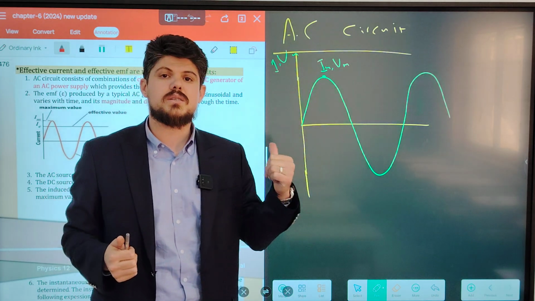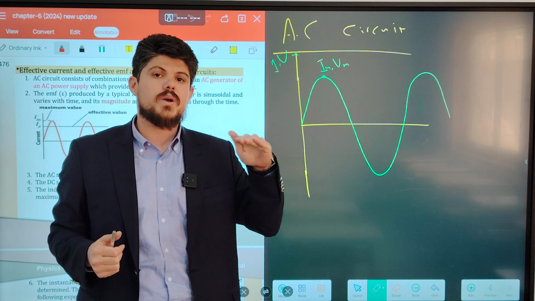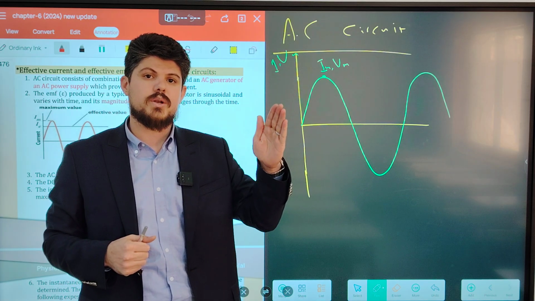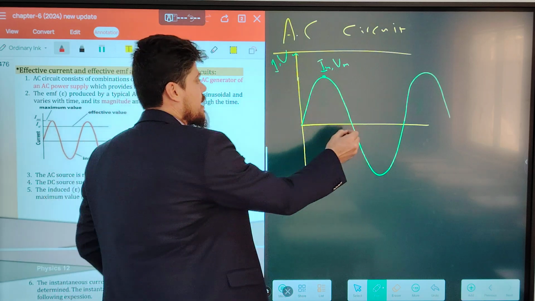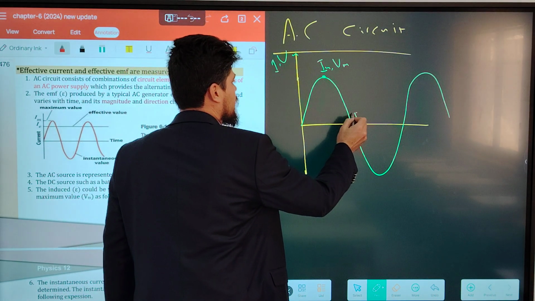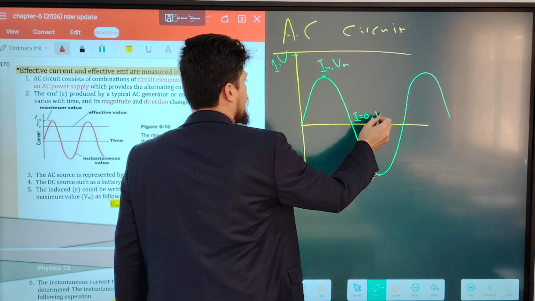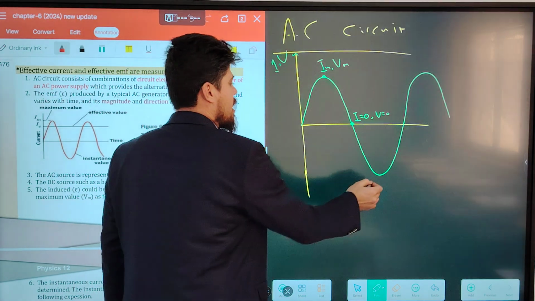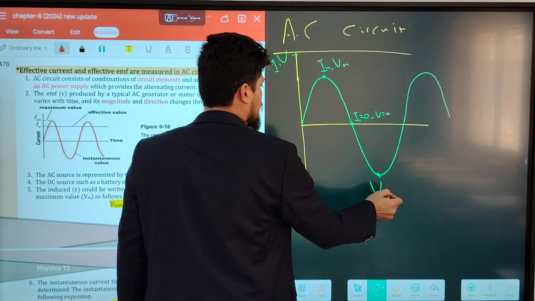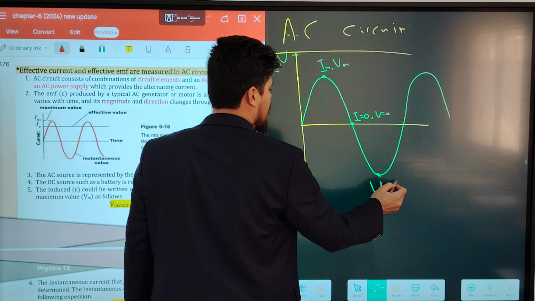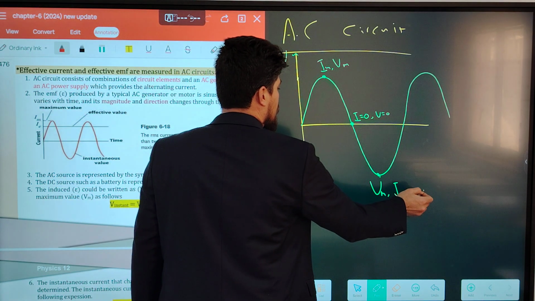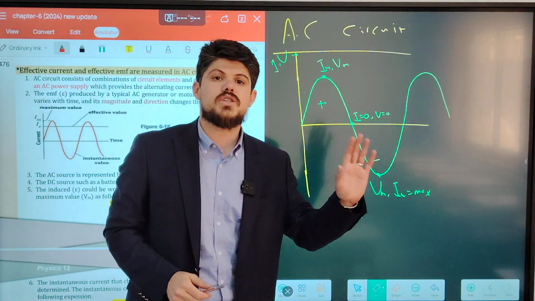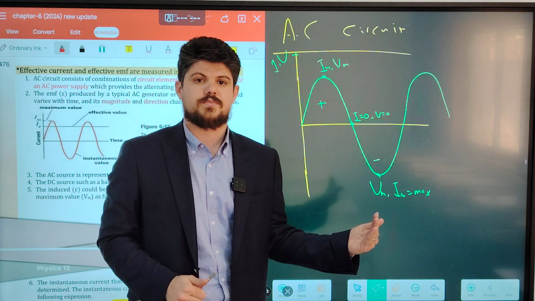When does the current in an AC generator reach its maximum value? When the plane of the loop is parallel to the direction of the magnetic field. As the plane of the loop becomes perpendicular, the magnitude of the current and potential difference becomes 0. At this point, the value of the current and potential difference is 0. At the next point, the current and potential difference reach maximum, but in the negative direction. So in an AC generator, we have maximum values.